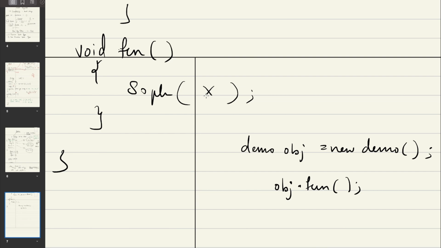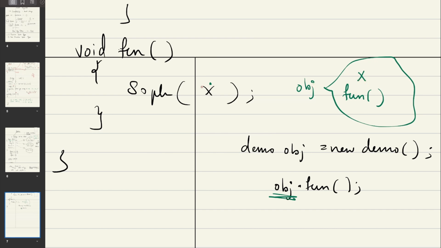Because this is a non-static member, the X which gets accessed is of which object? The obj object. Because when an object is created, this object will get its own copy of its non-static members. Here I have only one non-static member, which is X, and another method, which is fun. Because I'm saying obj.fun, this X value belongs to obj.